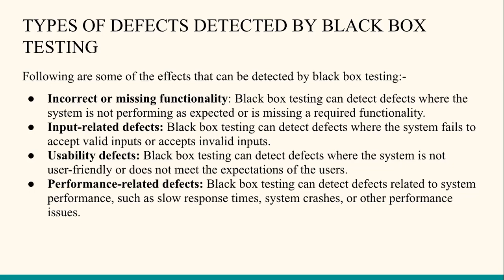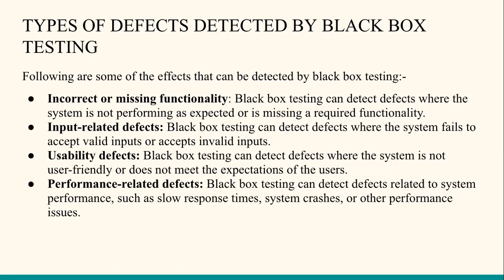So there are certain types of defects that can be detected by black box testing. The first defect that can be detected is incorrect or missing functionality. Black box testing can detect defects where the system is not performing as expected or is missing a required functionality.